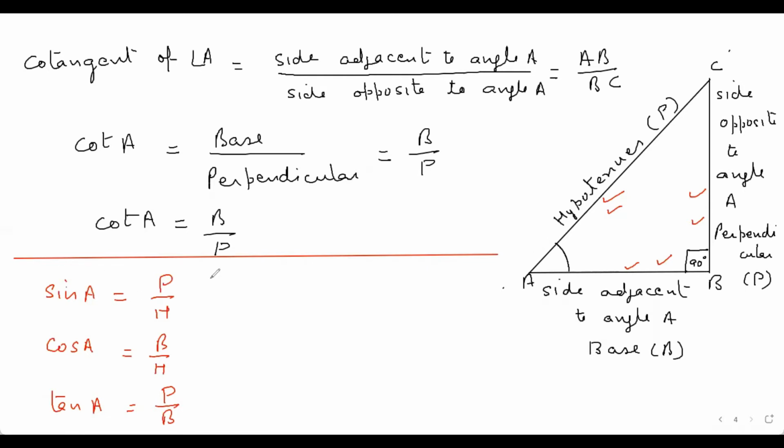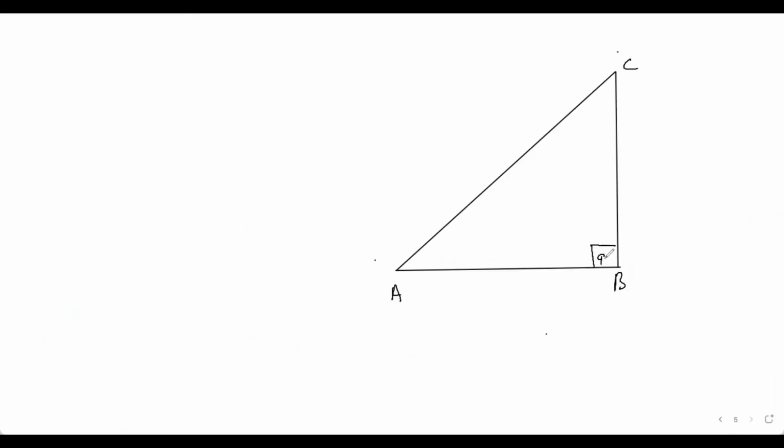And reciprocal of sin A is cosec A. That is equal to H by P. Reciprocal of cos A is sec A. That is equal to H by B. Reciprocal of tan A is cot A. That is equal to B by P. P means perpendicular, H means hypotenuse, B means base.